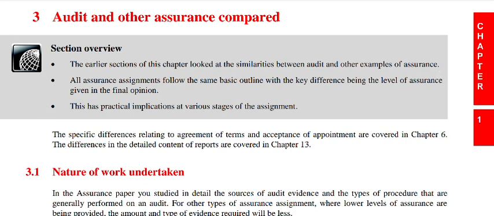3. Audit and other assurance compared. The earlier sections of this chapter looked at the similarities between audit and other examples of assurance. All assurance assignments follow the same basic outline, with the key difference being the level of assurance given in the final opinion. This has practical implications at various stages of the assignment. The specific differences relating to agreement of terms and acceptance of appointment are covered in Chapter 6. The differences in the detailed content of reports are covered in Chapter 13.